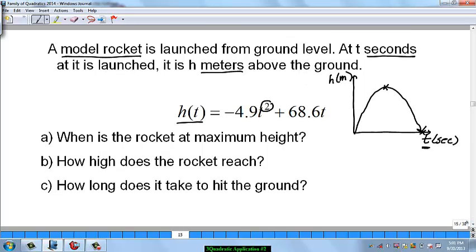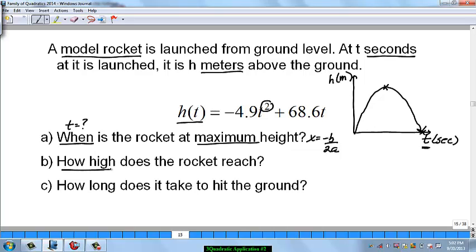We have to answer 3 questions. When is the rocket at maximum height? So we're going to solve for time. The word maximum should make you think, oh yeah, Mrs. Pond always said that we're going to use our axis of symmetry for that. So I'm going to make note of that.